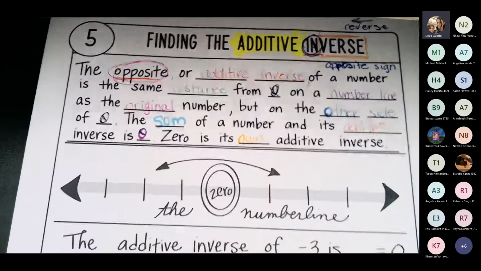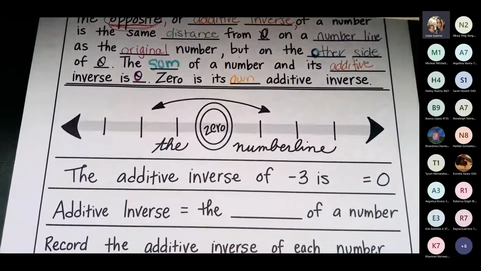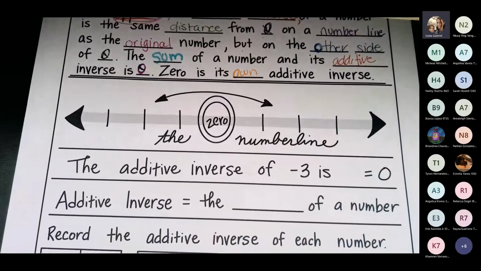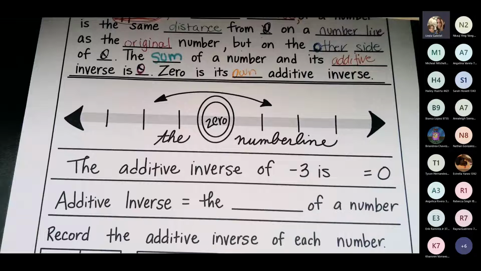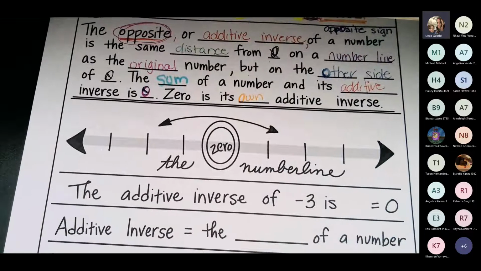All right. So moving on. So here we are at our number line. I'll do another example, right?